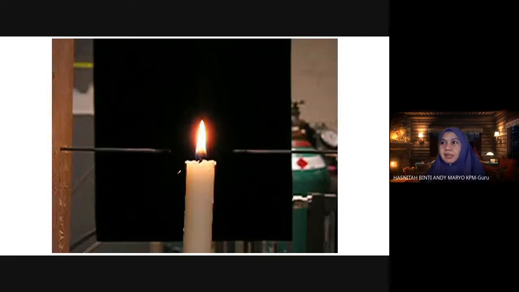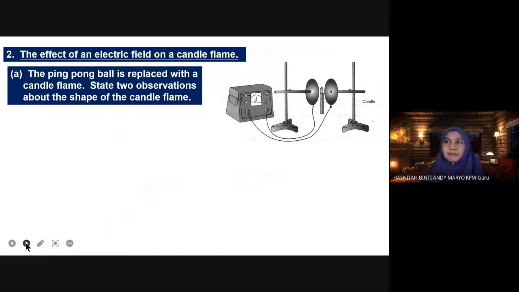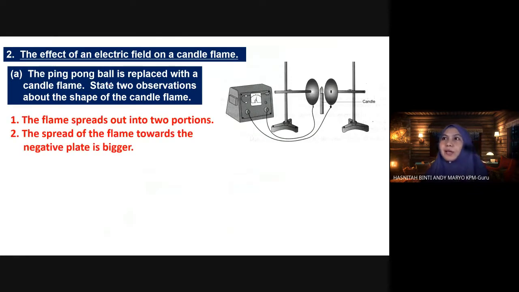Okay, this is another example, a candle flame. The second example. So we change the ping pong ball with a lighted candle. Now we place it in between these two terminals. So students, if you look at the question here, the ping pong ball is replaced with the candle flame. So stay to observe the shape of the candle flame. When I switch on the power supply, what will happen to this flame?